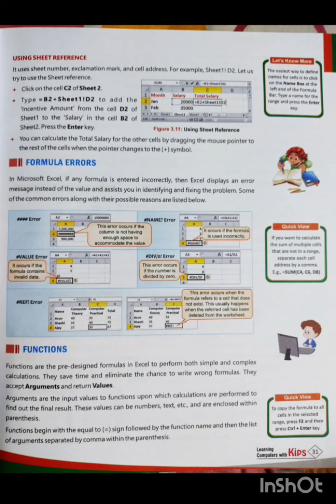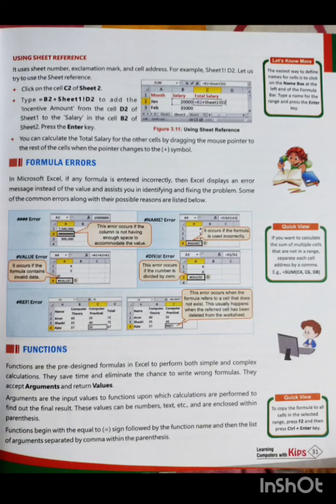Next is functions. We have already learned what functions are. Functions are pre-designed or predefined formulas in Excel to perform both simple and complex calculations. They save time and eliminate the chance of writing wrong formulas. The functions accept arguments and return values after the desired calculations. What is an argument? Arguments are the input values to functions upon which calculations are performed to find the final result. These values can be numbers, text, etc., and they are enclosed within parentheses.